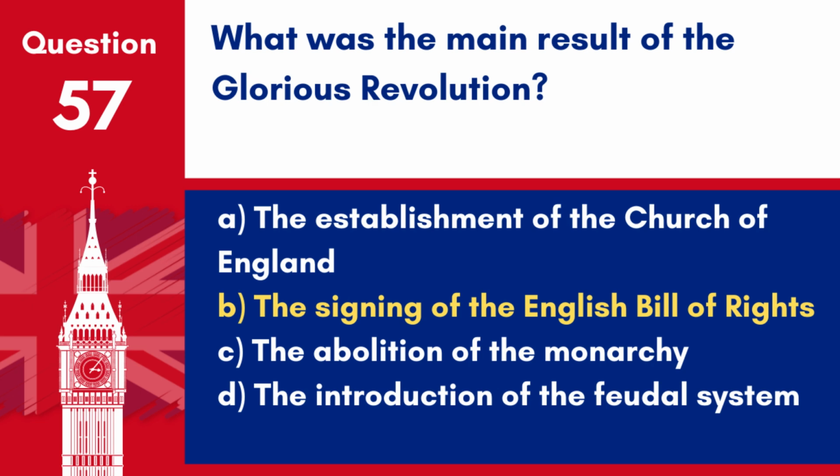The Glorious Revolution, which occurred in 1688, led to the ousting of James II and the establishment of William III and Mary II as co-rulers. This event resulted in the signing of the English Bill of Rights in 1689, which limited the powers of the monarchy and outlined the rights of Parliament.